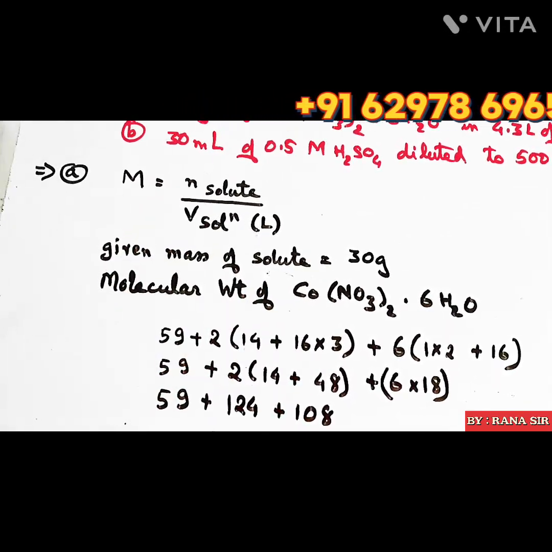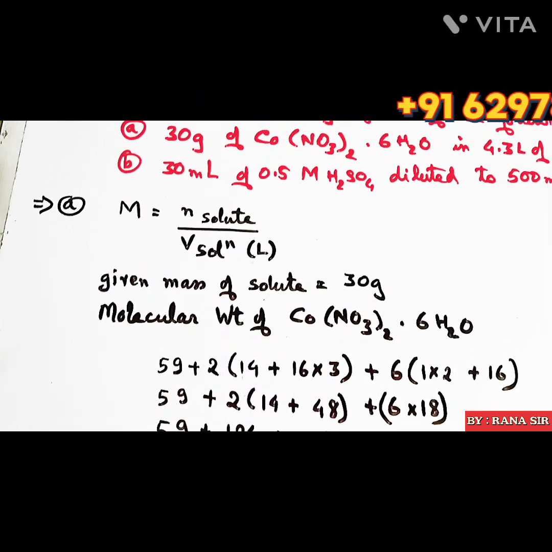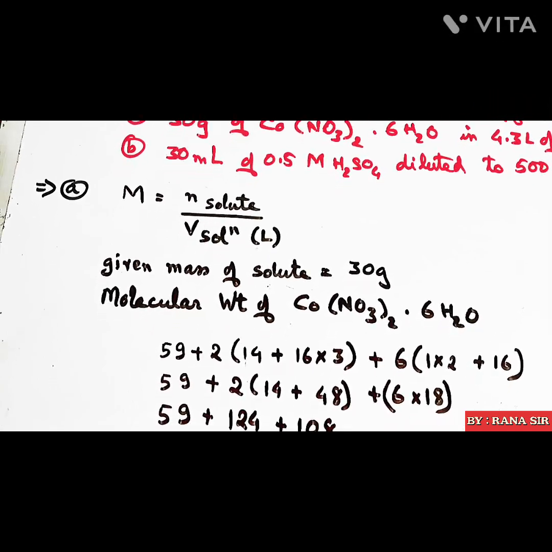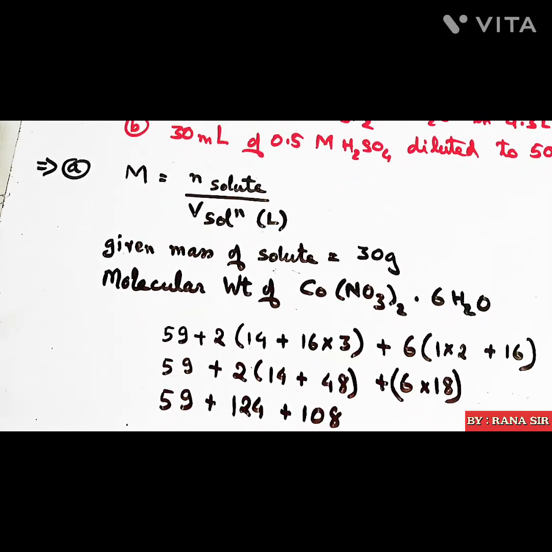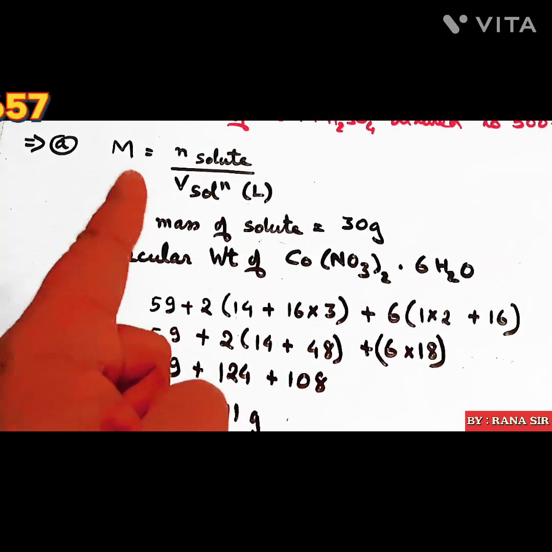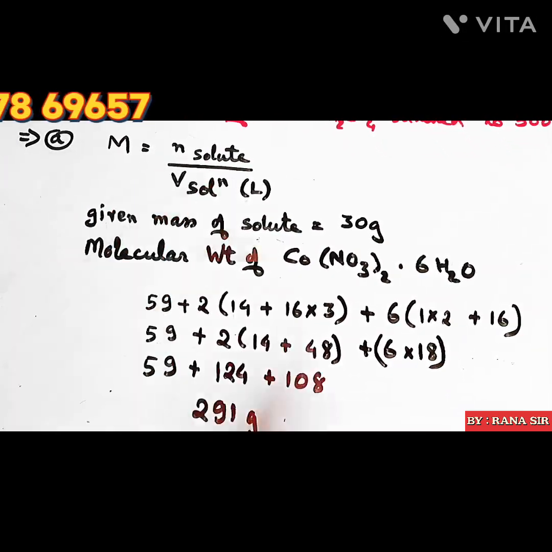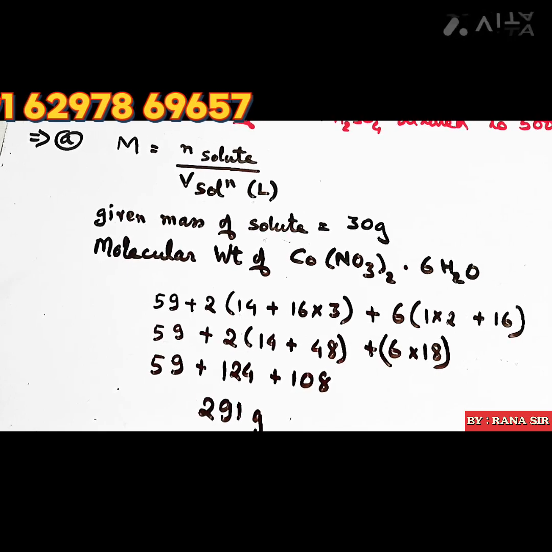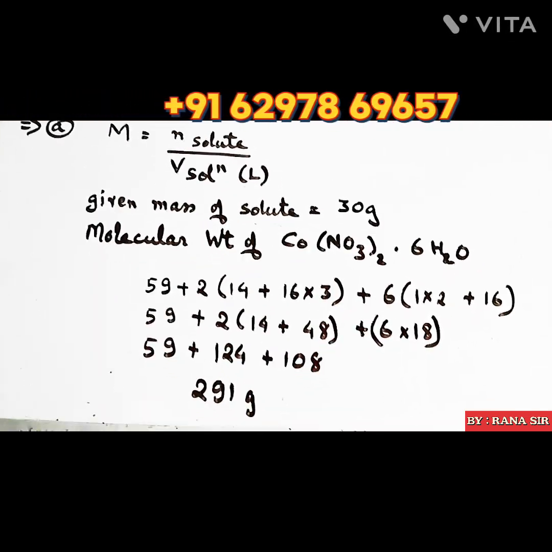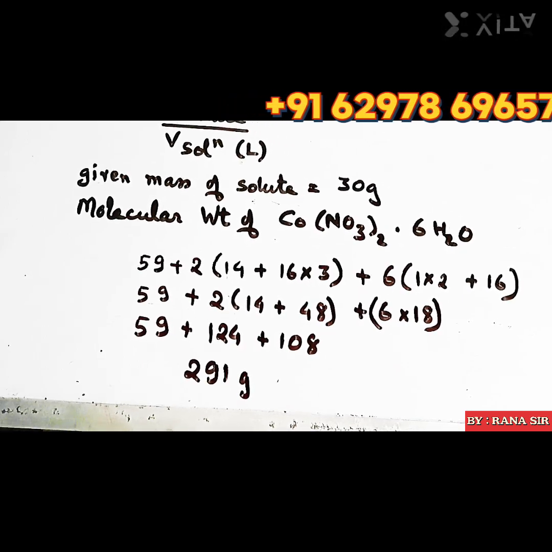number of moles of solute. Here the solute is cobalt nitrate crystal, divided by volume of solution, that is in liter. So first we have to find out the number of moles. Here the given mass of solute is 30 grams. So we need to find out the molecular weight of cobalt nitrate.